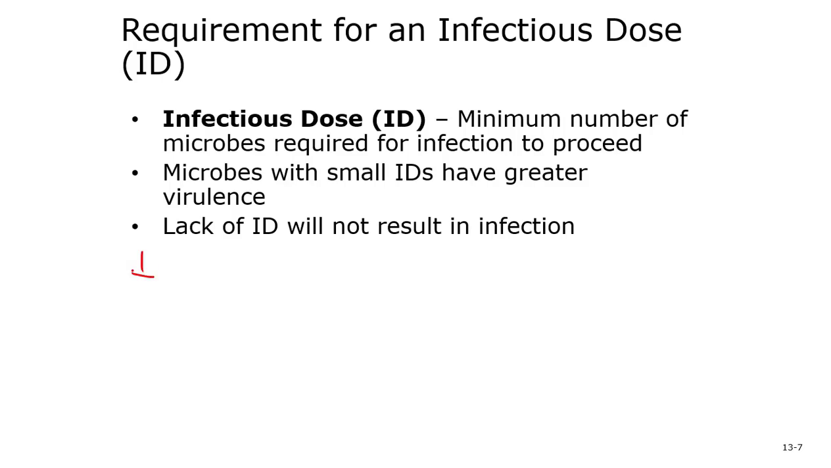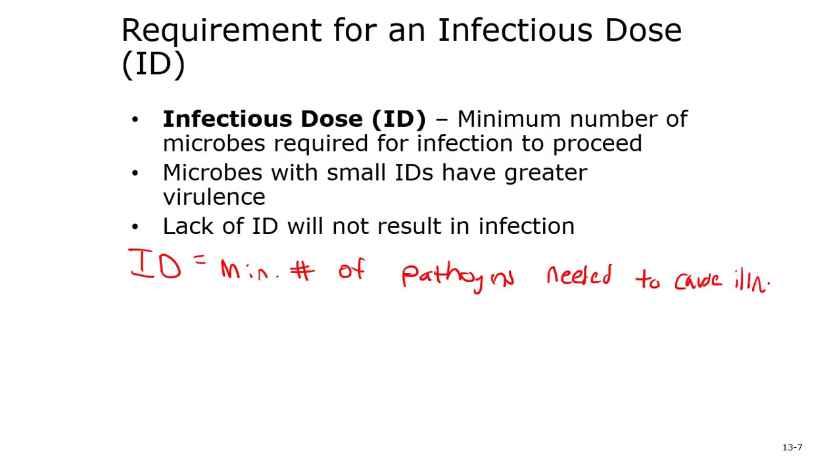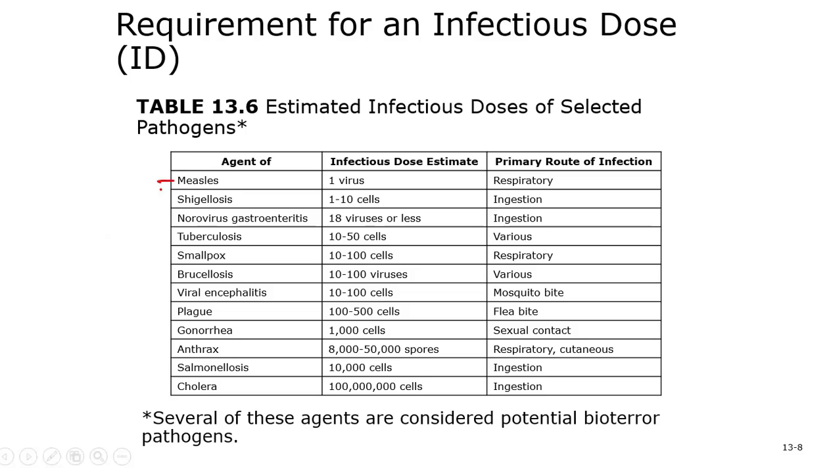The infectious dose. This is important. This is the minimum number of pathogens required to cause illness. And typically, a lower infectious dose may mean the more easily the infection can spread. So some examples just to show you. Measles virus. It only takes inhalation of one virus to cause a measles infection. So that's why measles is so easily spread.